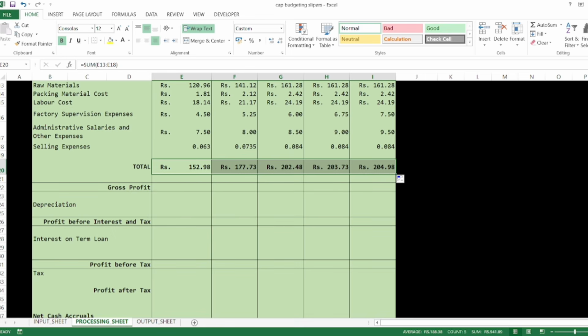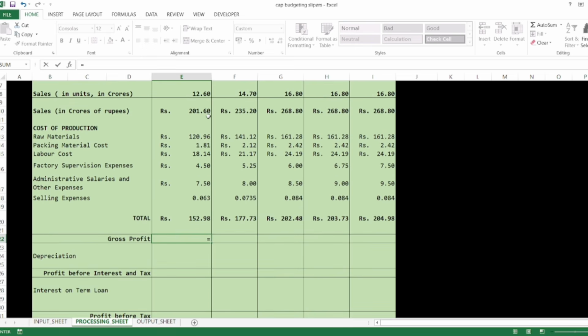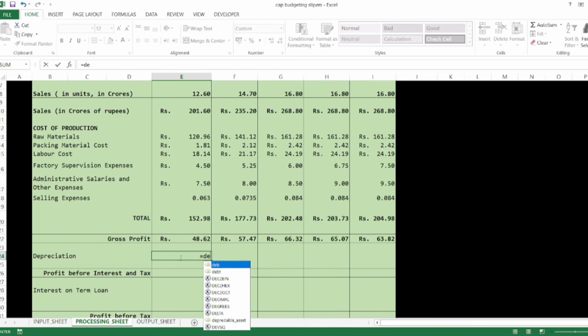Now we will be calculating gross profit. That will be sales minus total. So simply select the cells, that is E10 minus E20, and drag it through 5 years. Your gross profit has been calculated.